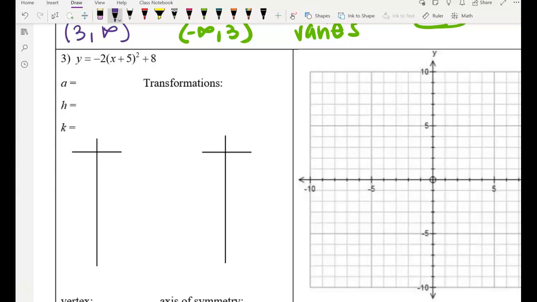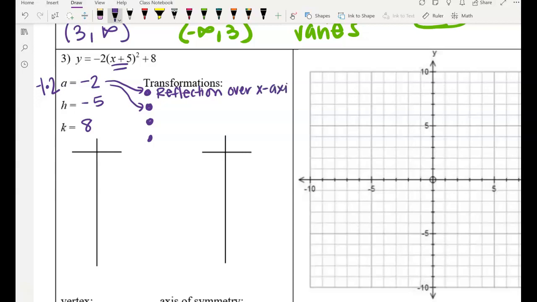So y equals -2 times the quantity of x plus 5, close it, squared plus 8. So your a value is -2. H is -5, has to be opposite of that. K is going to be 8. All right, guys, there are 4 transformations here, believe it or not. I know there are only 3 numbers, but the -2 is going to come up with 2 transformations on its own. So the -2 is going to be like a -1 times a +2. So a -1 is going to be a reflection over the x-axis, okay? Reflection over x-axis, or you can even say vertical reflection.